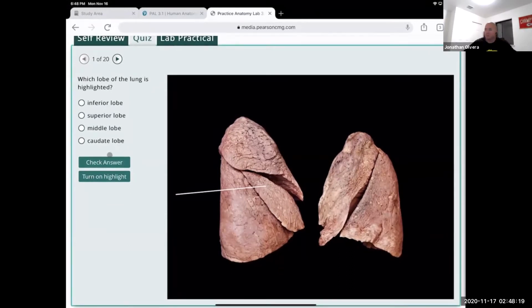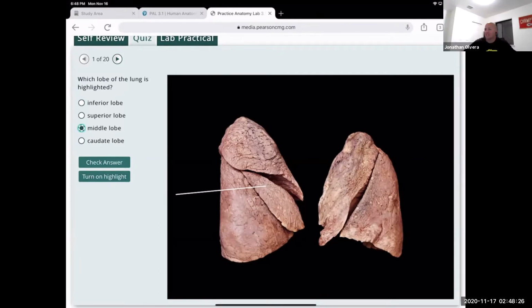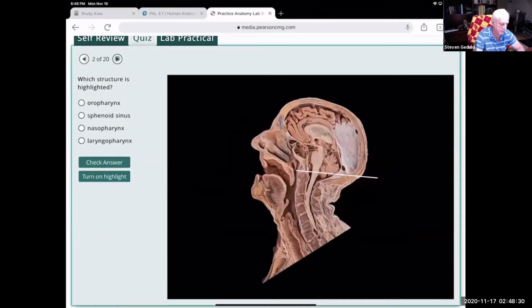Middle lobe? Is that the right or the left lung? Right, because it has a middle lobe. The left lung does not have a middle lobe. It's a superior and inferior.